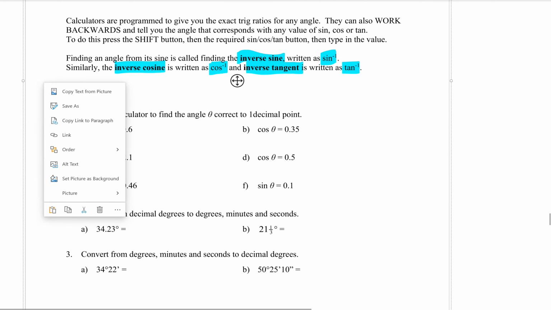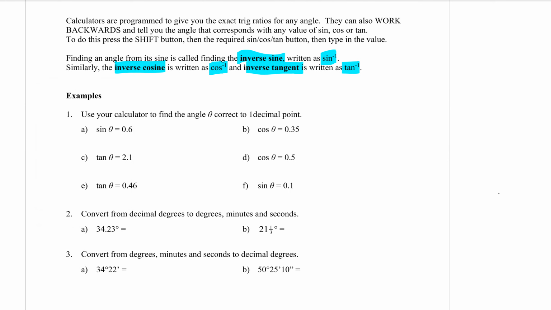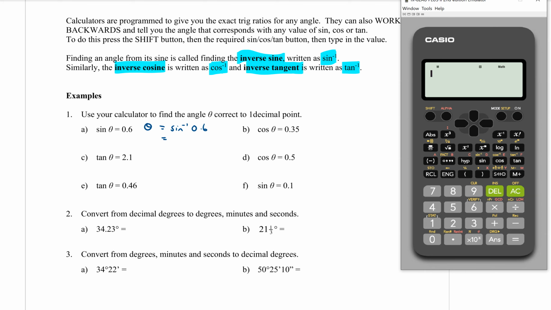So example number one, if I have sine theta equals 0.6, to get the theta by itself, we have to do inverse sine of that decimal 0.6. On your calculator, that means that you have to press the shift button first and then the sine to bring up the sine with a little negative one on it. And then you type in the 0.6 equals. Okay, now it says to do to one decimal point, so that's going to be 36.9.